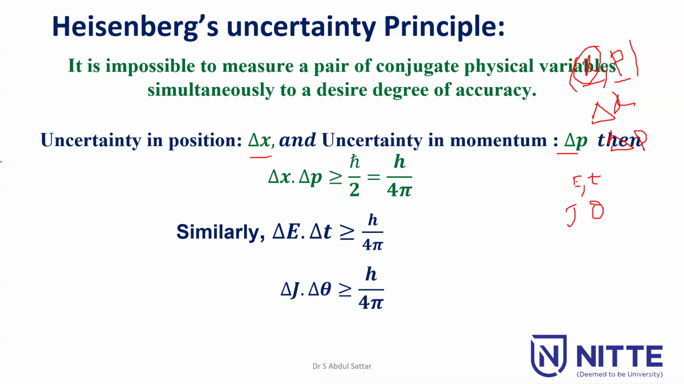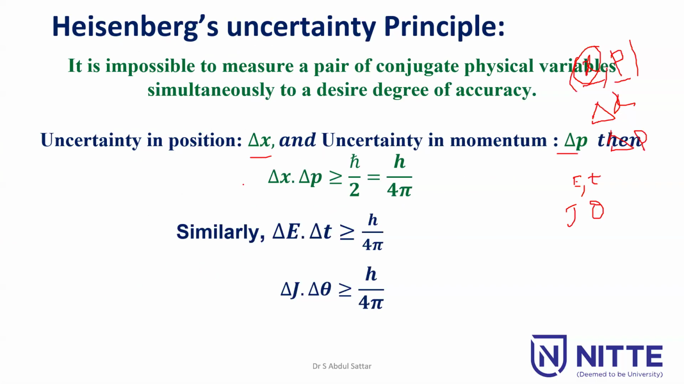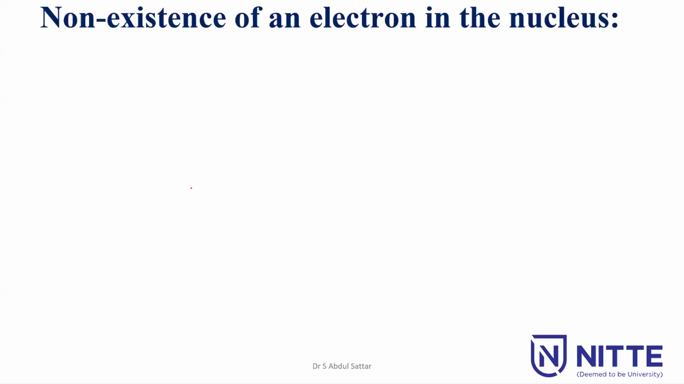One application of this uncertainty principle we are discussing in this topic is the non-existence of electron inside the nucleus. So now we are going to discuss one application of the Heisenberg uncertainty principle, in which we are going to prove that the electron does not exist inside the nucleus.